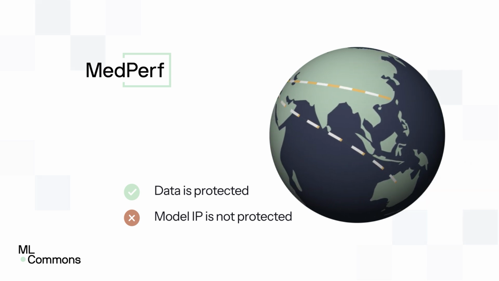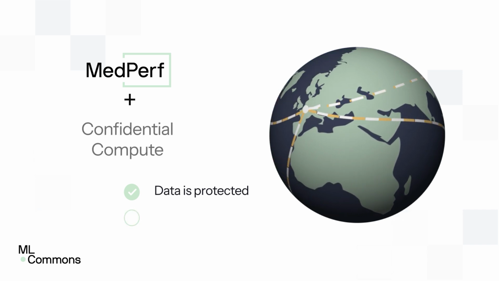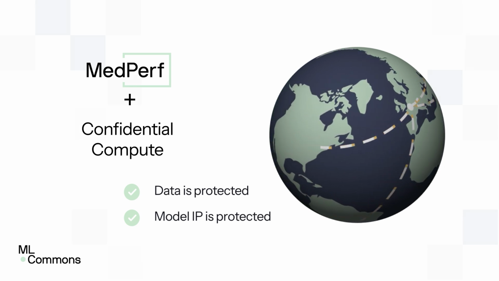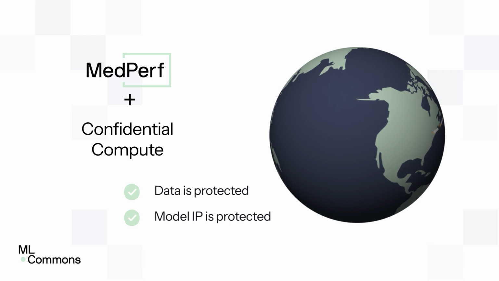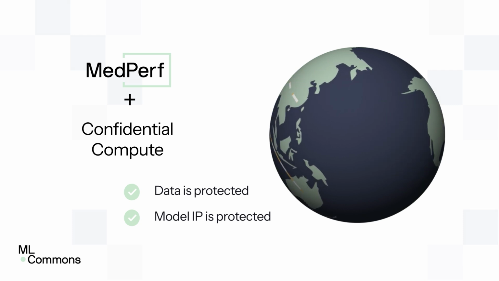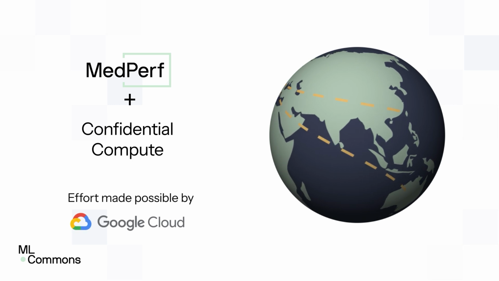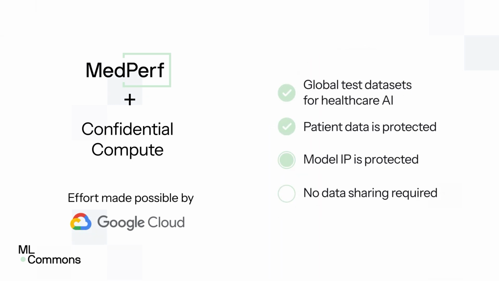However, model IP also needs protection. By integrating with GCP confidential compute, both the data and the model will be securely sent to a trusted execution environment in GCP, and results are securely sent back to medical facilities. GCP makes this easy through its confidential space product. Integrating the MedPerf federated orchestrator with GCP confidential compute can improve global AI studies through scaling global datasets and protect patient data and model IP without data sharing.